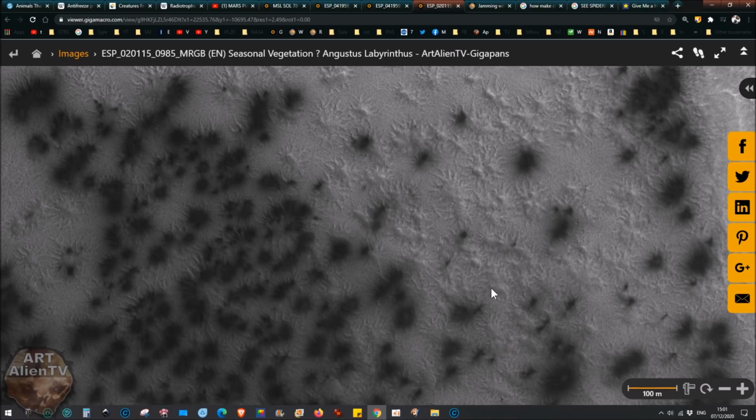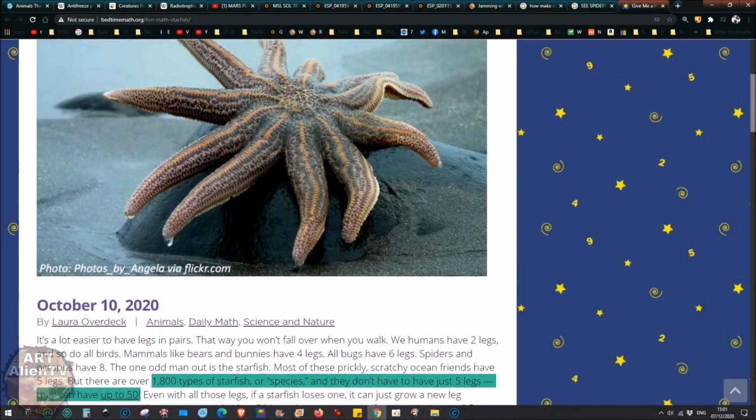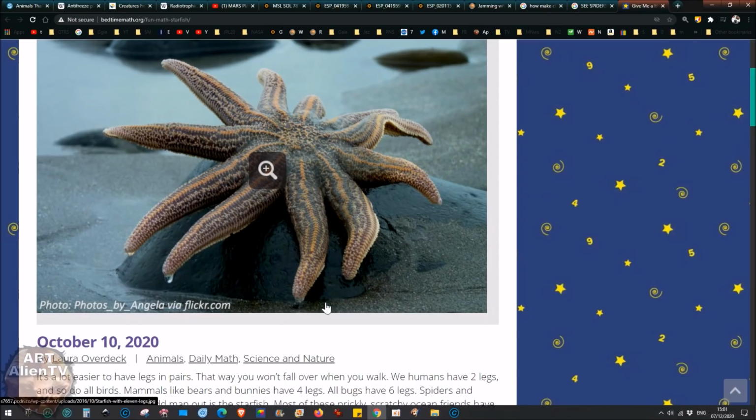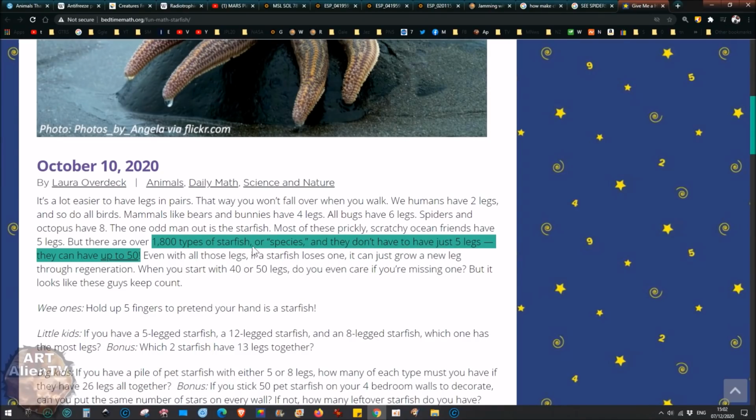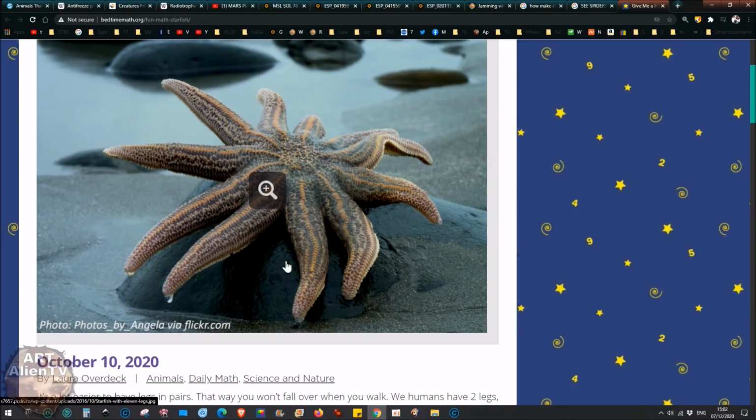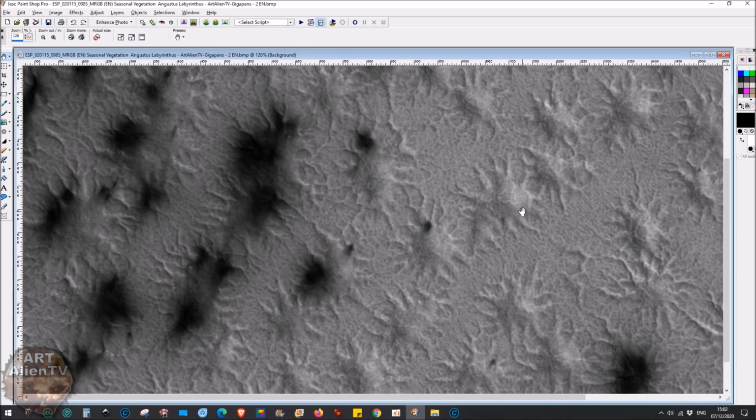So these, I think, are possibly plants. I don't think they're necessarily starfish. Now here's a picture of a starfish, right? Now starfish usually have 5 limbs, some have 7, some have 9, they have all sorts. I'll link all this stuff up below, right? This one's got multiple limbs. There are probably over 1,800 types of starfish or species, and they don't all just have 5 legs, they can grow up to 50, okay? I thought that was interesting. Maybe nothing to do with what we're looking at, but the shape is similar, right? And there are many sea creatures that look very similar to the things we're looking at today on Earth, with multiple limbs, things like sea urchins and starfish and that kind of thing.